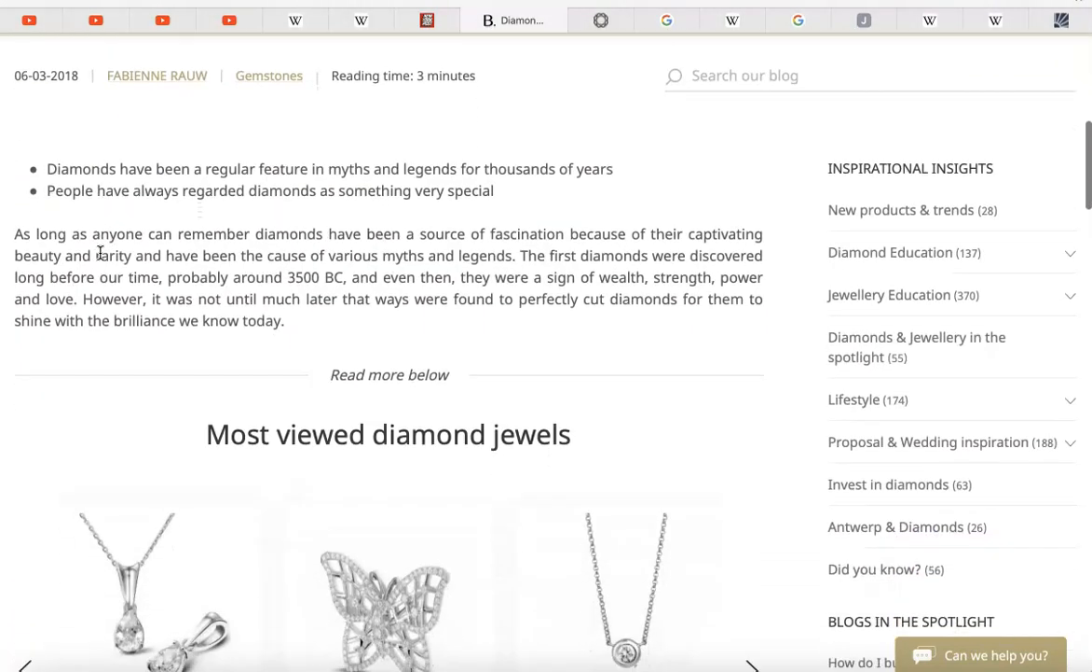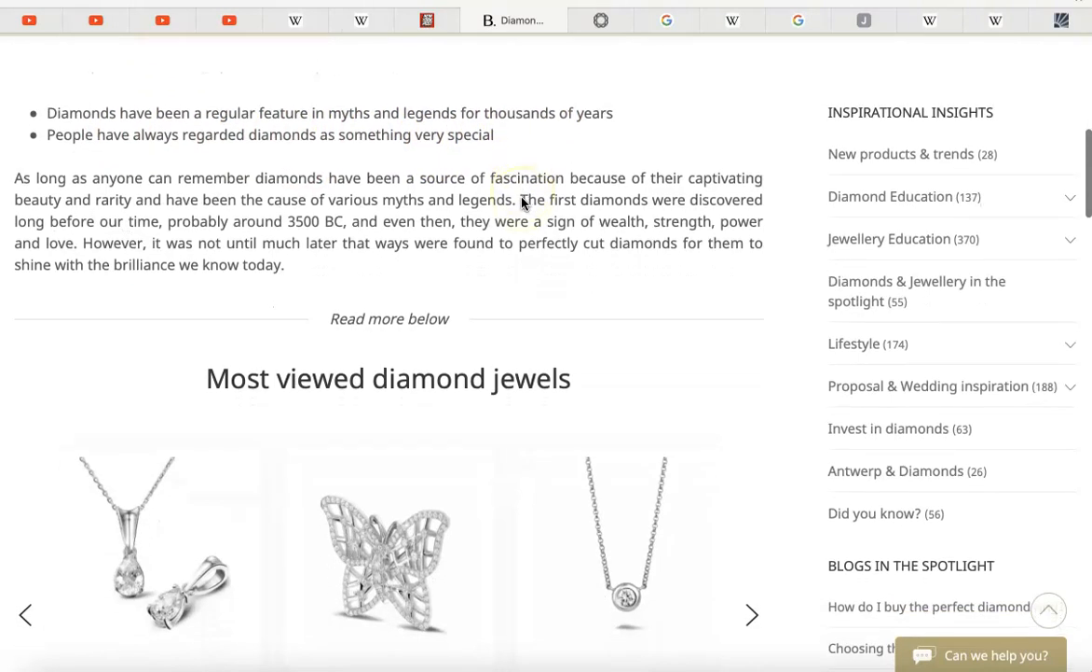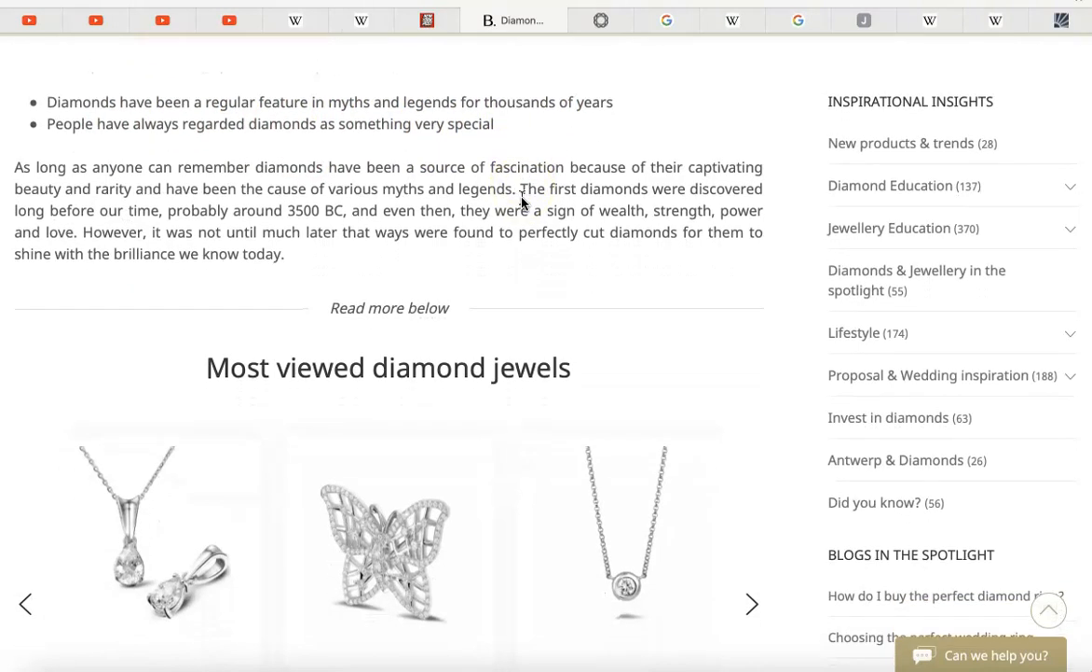Diamonds in mythology. Diamonds have been a regular feature in myths and legends for thousands of years. People have always regarded diamonds as something very special. And before I continue, like I said, I think I solved the mystery of the diamonds, however many of them there are. Some people say 7. Some people say, oh no, it's not 7, it's 5 plus 2. I don't know, but I think I've covered the 7.